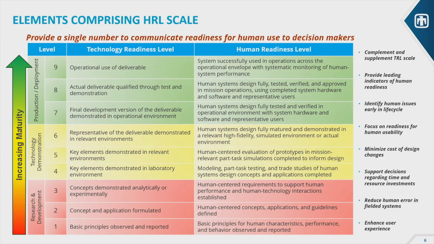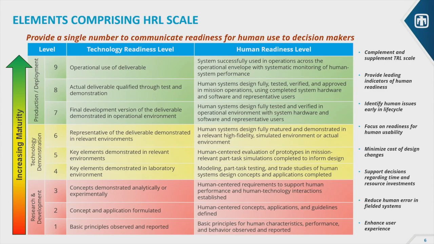As you progress from level 1 up to level 9, the intent is that the maturity in terms of human readiness will increase at the same time that the technical maturity is increasing. Along the right-hand side of the slide are some of the benefits that come from using the HRL scale, and many of these mirror the benefits we've seen with the technology readiness level scale over the past 40-some years. The intent is to complement and supplement the TRL scale by looking not just at technical maturity, but at human readiness.